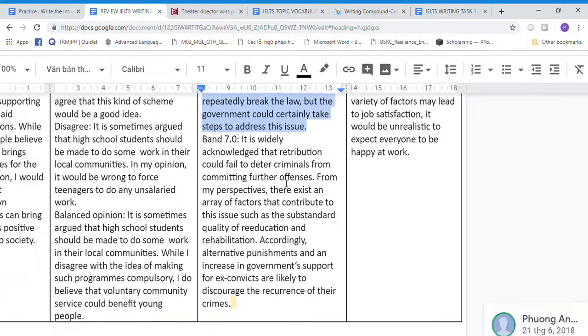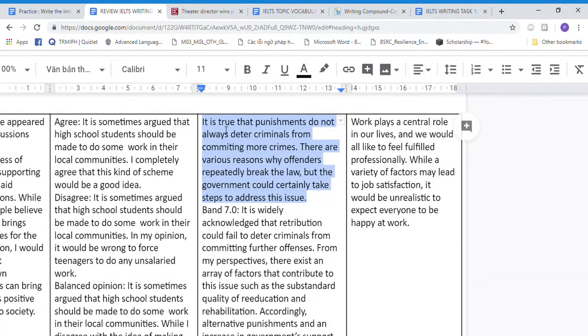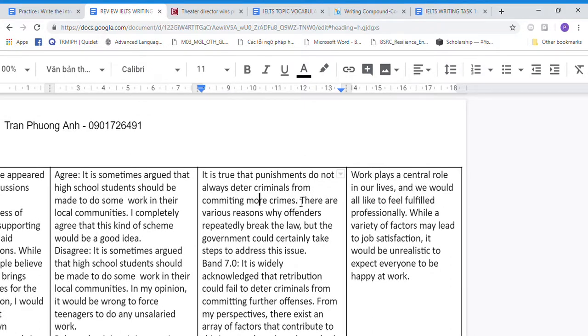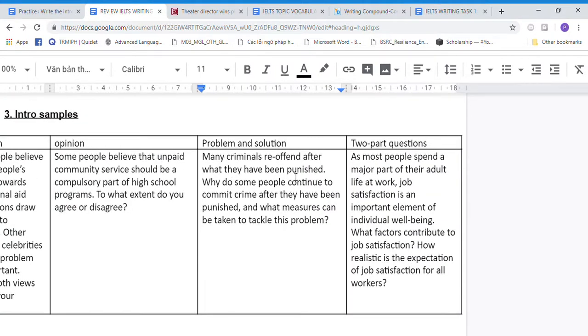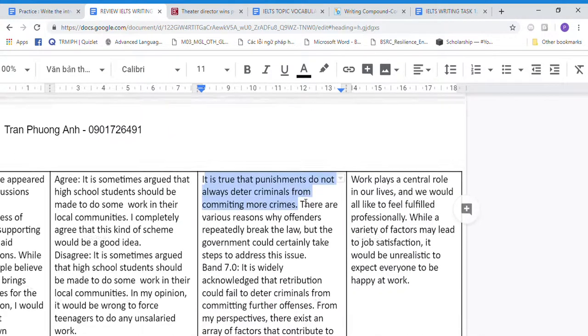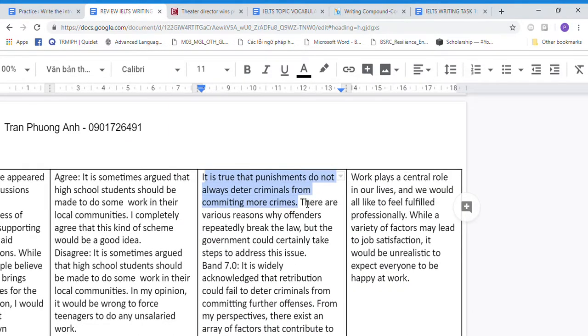Ở mở bài đây có cái mở bài đơn giản là người ta hay dùng là it is true that này, it is sometimes argued that này. Đó, xong rồi punishment does not always deter criminals from committing more crimes. Đó, cái này có phải là paraphrase không? Hơi có một chút paraphrase, nhưng mà hầu như là không nhiều, mà nó chỉ kiểu là give general idea.